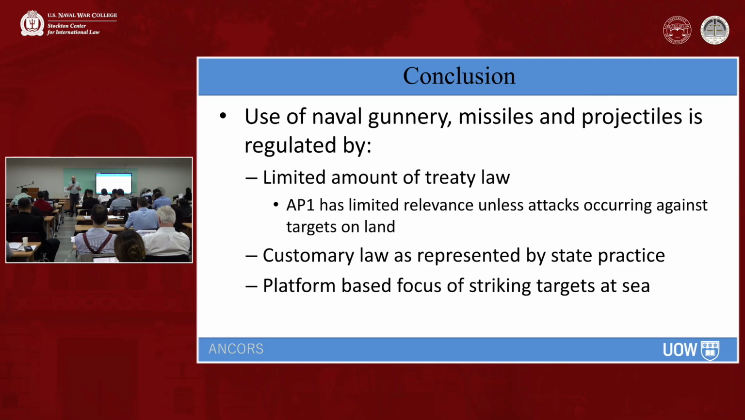But overarchingly, in naval warfare, we're talking about the platform itself. And so when we're talking about the platform, these other, more general concerns that were talked about earlier are really things that don't arise in the naval context.